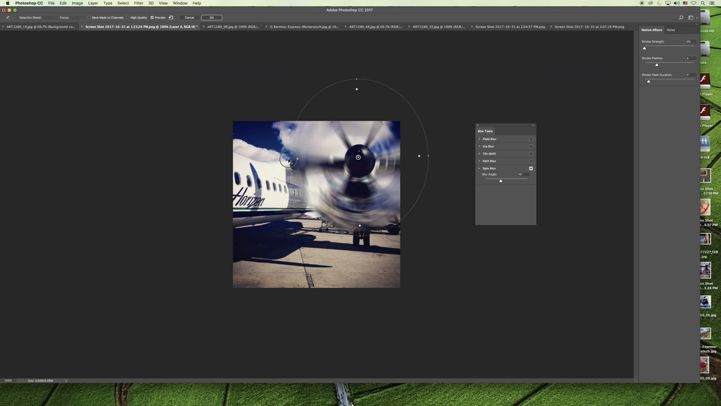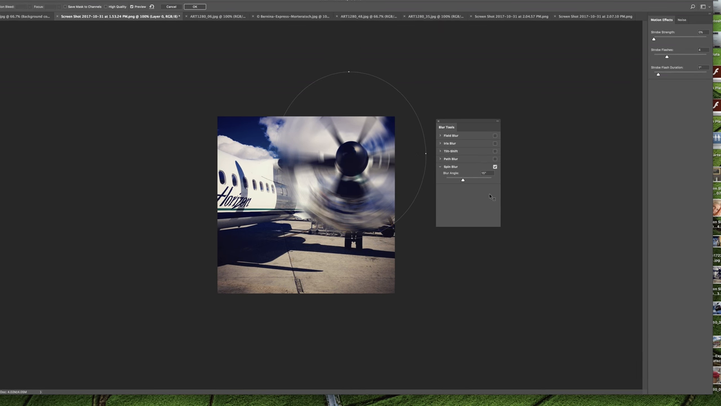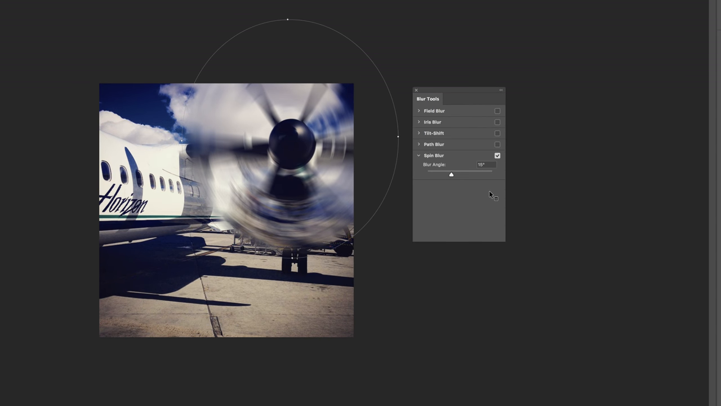Now, when I pull it out and I make a perfect circle, it looks like the rotor is spinning, but you do always have options on the blur tools panel to make adjustments about your blur. And so maybe it's going too fast, and so you can slide the blur angle to the right or to the left to increase or decrease the amount of blur.